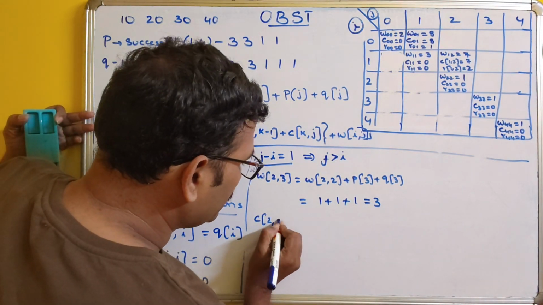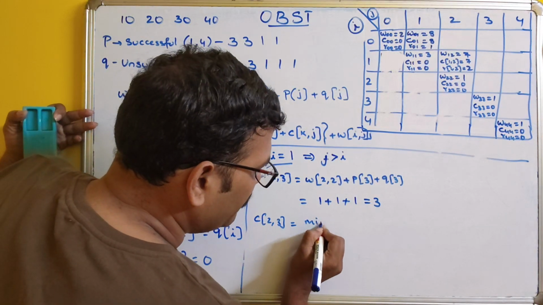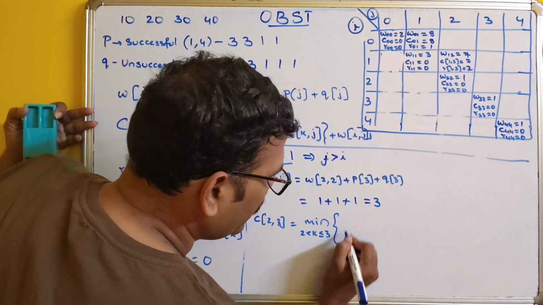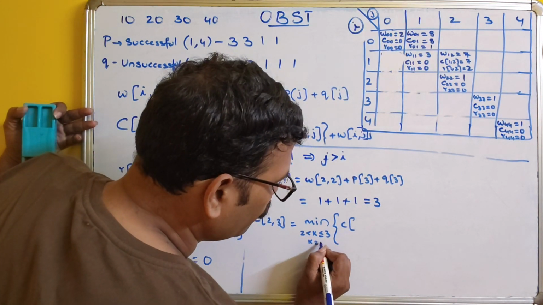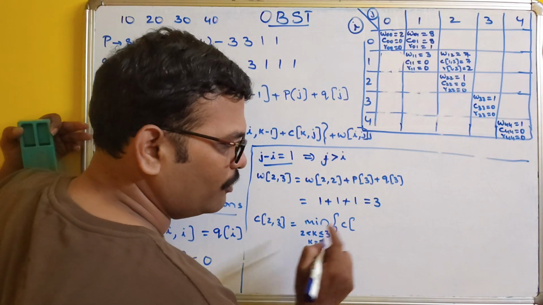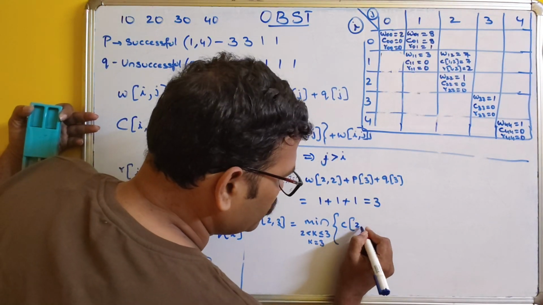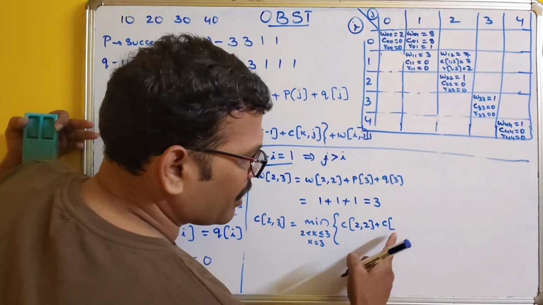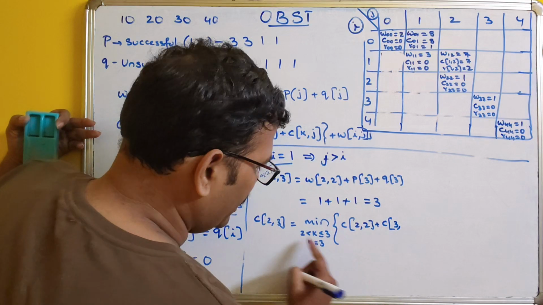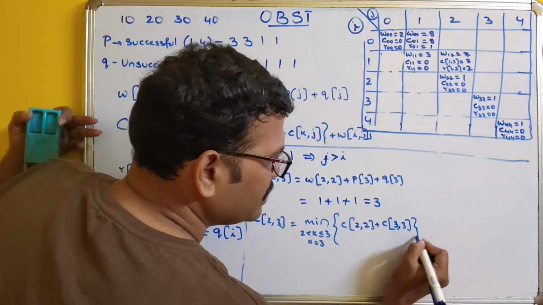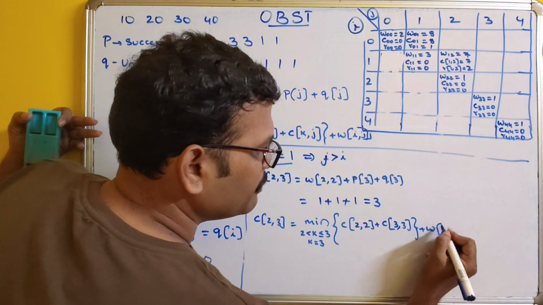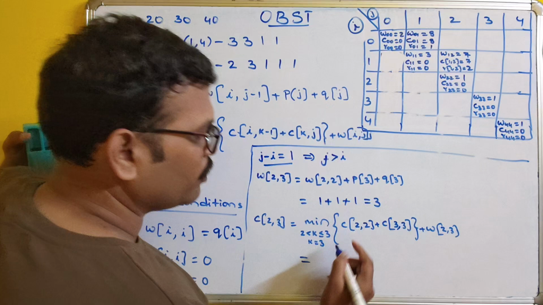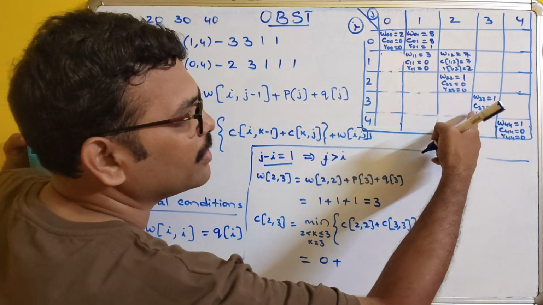And cost of 2 comma 3 is equal to a minimum of 2 less than k less than or equal to 3. Here the k value will be only one element, that is 3. So C of i, that means 2, k minus 1, again it is 2, plus C of k, which is 3 comma j, j is again 3, plus W of i j, that means 2 comma 3. So what happens here? C of 2 2 is 0, plus C of 3 3, it's again 0.